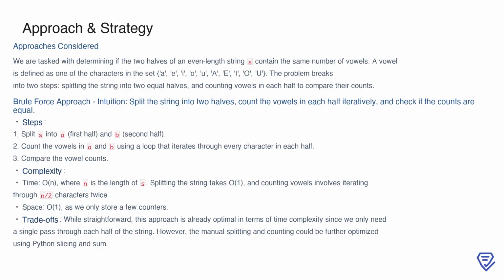One straightforward way to approach this is the brute force method. Here, we manually split the string into two halves, count the vowels in each half using a loop, and then compare the two counts. The complexity is linear with respect to the length of the string since we iterate through each character once, and the space requirement is minimal as we only track counters. While this approach is simple and achieves optimal time complexity, it can be improved by leveraging Python's built-in features to reduce verbosity and streamline the implementation.